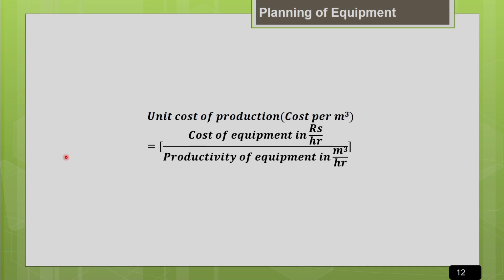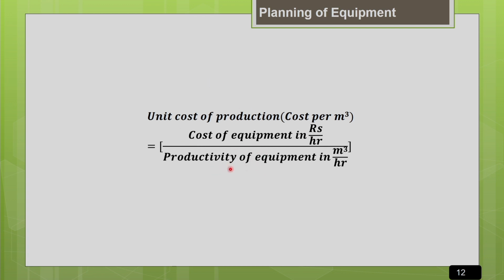How to consider the economics of both the options? You have to estimate the unit cost of production associated with both the options. How to estimate the unit cost of production? First, what is the hourly cost associated with the machine? You have to estimate it. As I told you, there are different components of cost: ownership cost and operating cost. Everything you should consider while estimating the cost of the machine and convert it into hourly cost, and divide it by the hourly productivity of the machine.